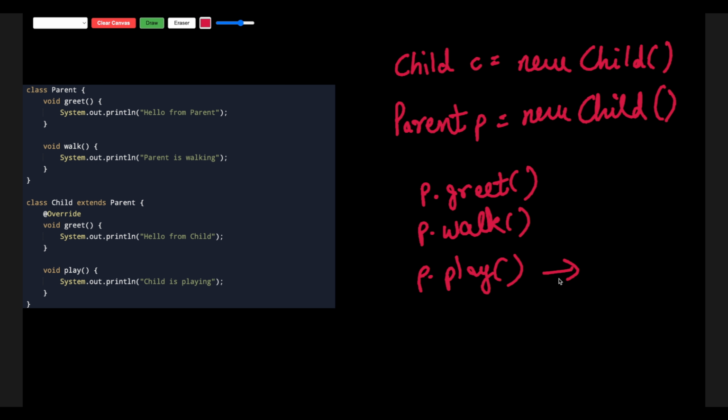The parent reference is only used while compiling the code because at that time it only checks the syntax, and because the reference is of P type, you can only access the parent method. But at runtime you will get to know that it is actually pointing to the child object, so it will print hello from child. So this is basically runtime polymorphism. At runtime you are deciding which method to call. And if you want the definition of method overriding or runtime polymorphism, it's when a child class provides its own implementation of a method that is already defined in a parent class. So in this case, the greet method is overridden.